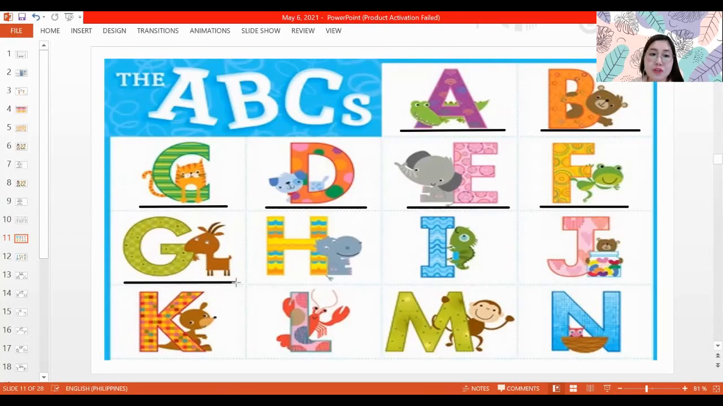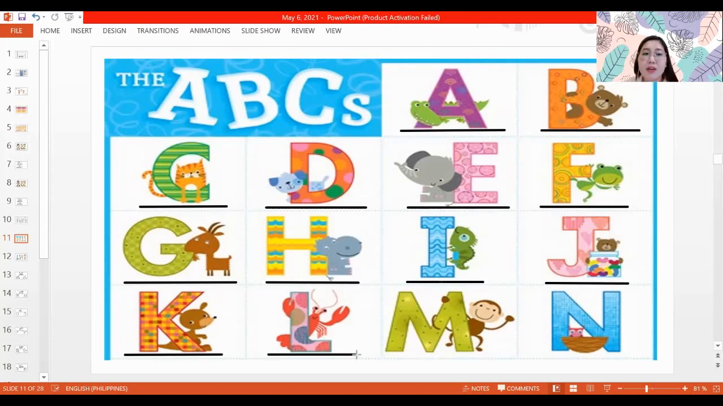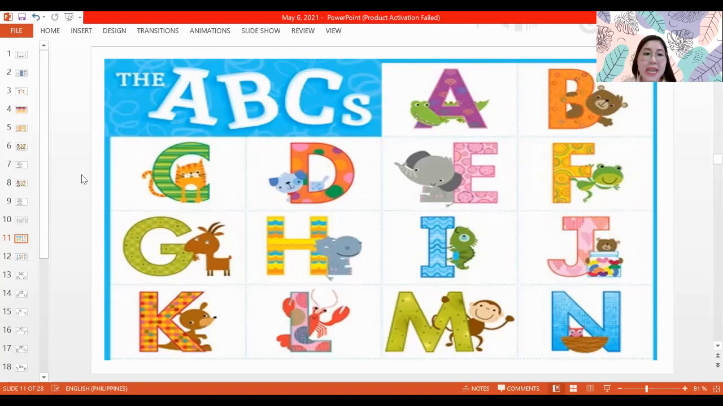Letter G, the sound of G is G for goat. Letter H, the sound of H is H for hippo. Letter I, the sound of I is I for iguana. Letter J, the sound of J is J for jelly beans. Letter K, the sound of K is K for kangaroo. Letter L, the sound of L is L for lobster. Letter M, the sound of M is M for monkey. Letter N, the sound of N is N for nest. All done with the letters A to the letter N.